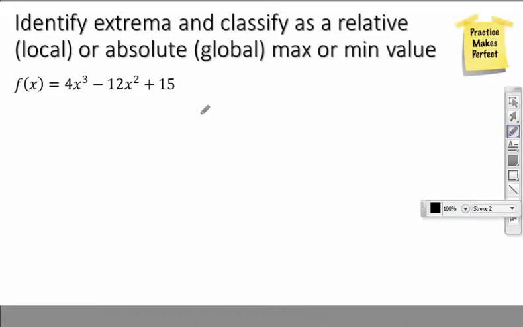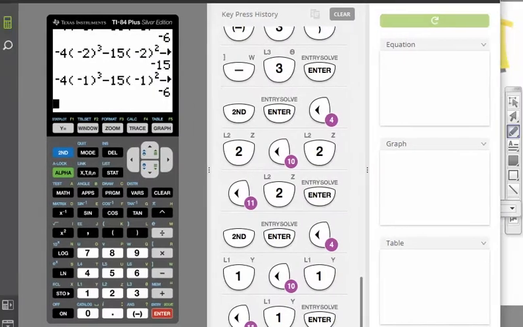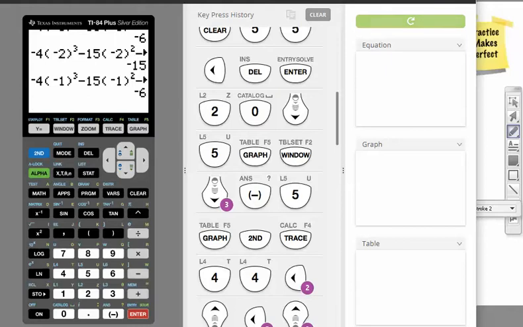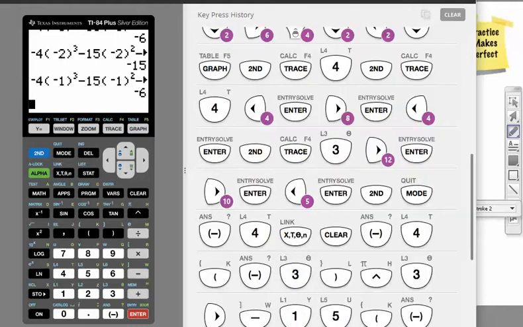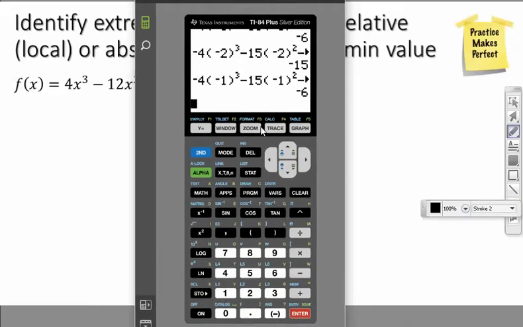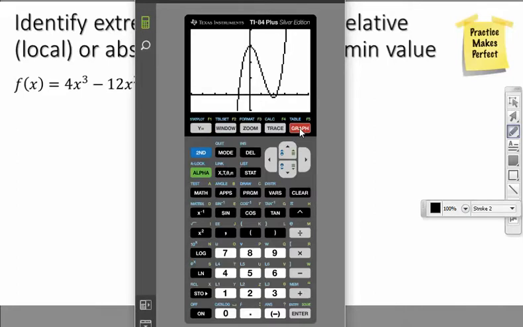Since I'm not recording this actually in the room, I can do it this way. Let me turn everything off so y'all can see what's going on the screen. So let me go to y equals. I think this is the problem. Yes, it is. I've already got it keyed in there. So I'm going to go to graph. Seeing that the highest degree was 4x cubed, we already knew what our end behavior was going to look like.